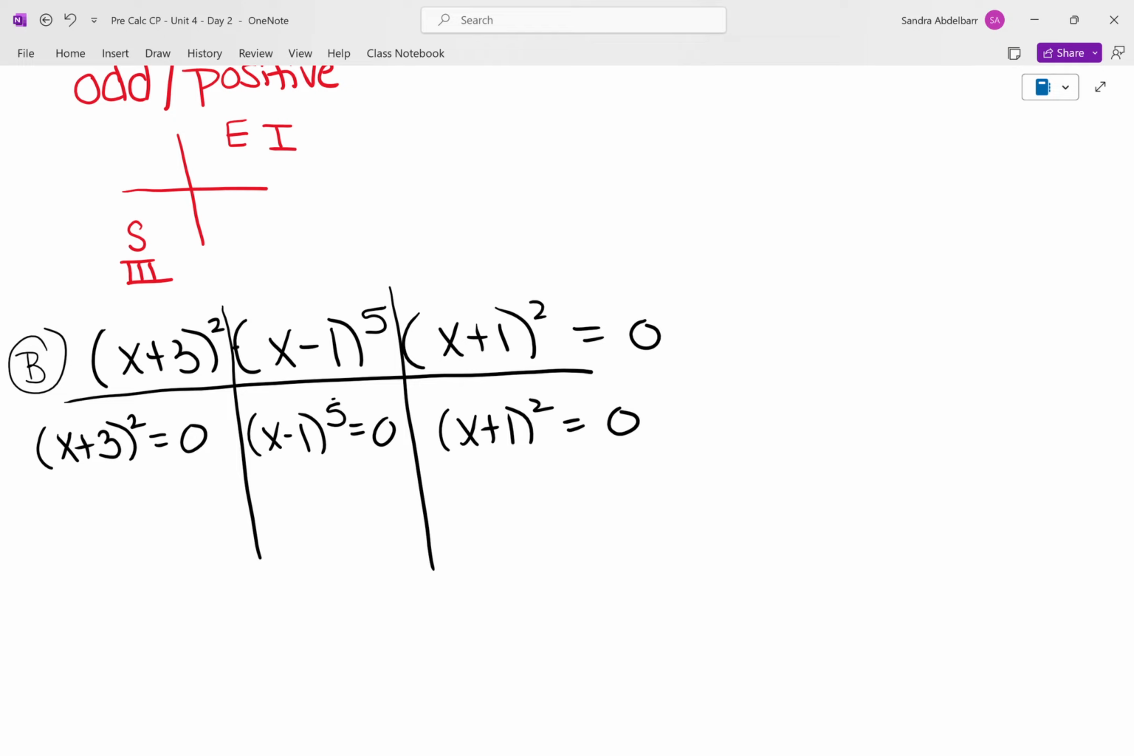Now at the zeros, we have to look at the exponents, even or odd. If it's even, it's going to be a bounce. If it's odd, it's going to be a cross. So the first one, the quantity x plus 3 squared, isn't that an even power? So that means this is going to be a bounce. Where is it going to be a bounce? You take x plus 3, set it equal to 0. So we are going to have a bounce at x equals -3.